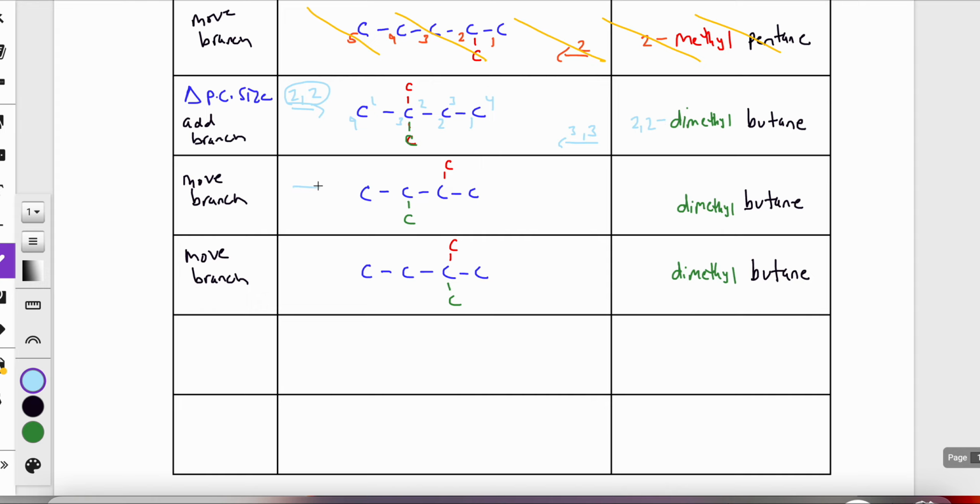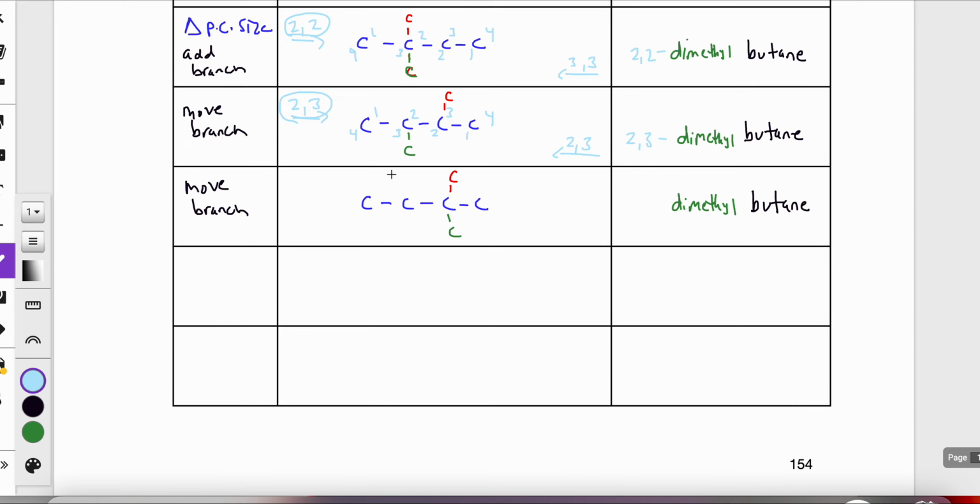When we look at this next one and we do our numbering, the green carbon, so the first one we come to, is on carbon 2. The red branch is on carbon 3. And when we look at this in the opposite direction, so renumber right to the left, the red branch is on carbon 2 and the green one is on carbon 3. So these are split in the middle, so our combination is 2, 3. So 2,3 dimethyl butane.